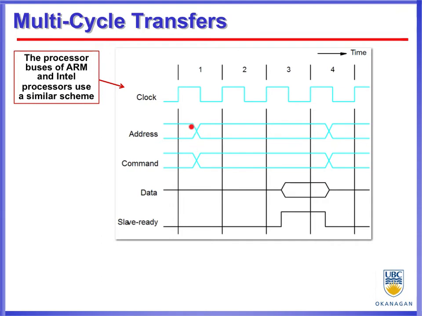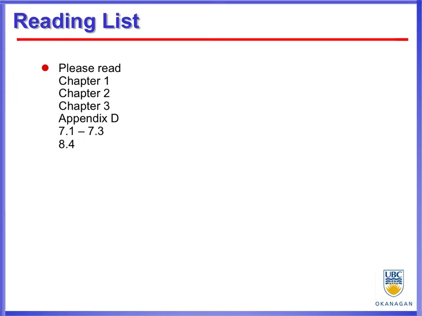Right, this stuff goes to the slave, this stuff goes to the master, and we're done. Okay, so master to slave, slave to master. Okay, so that is basically synchronous buses.